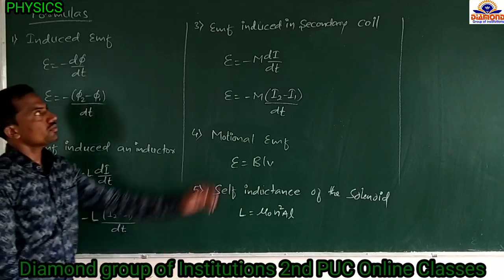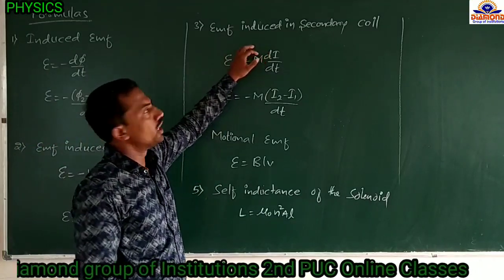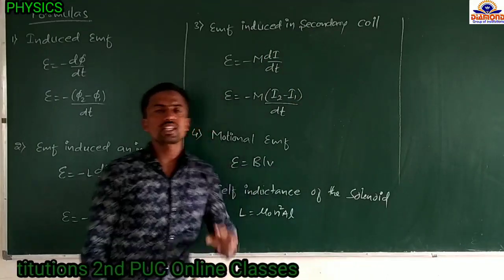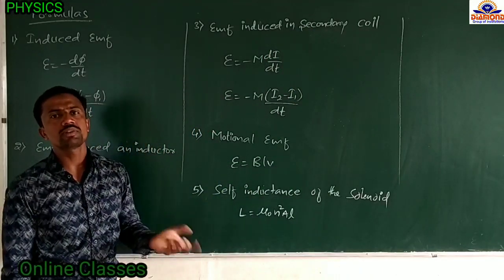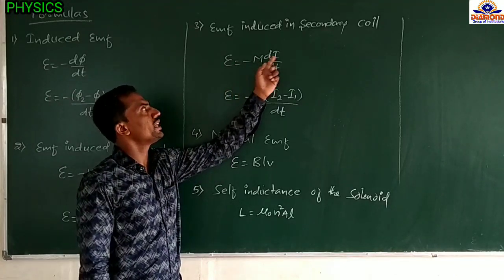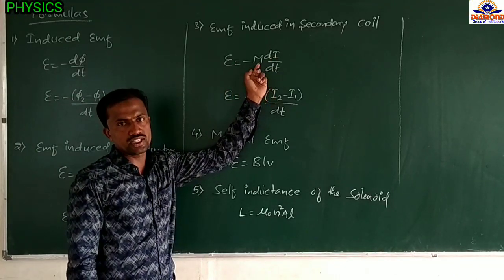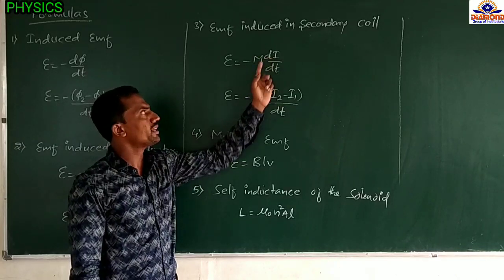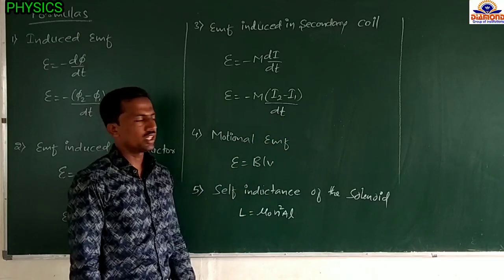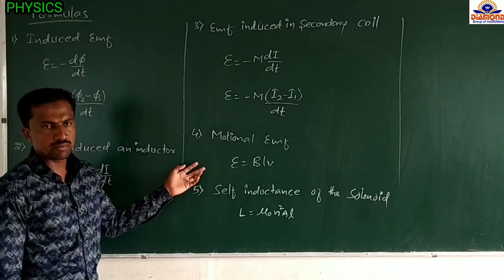Next, mutual induction, or EMF induced in the secondary coil. Secondary coil means there are two coils, a primary coil and a secondary coil. Then E equals minus M di by dt. M is mutual inductance. di by dt means the change in current, I2 minus I1 by dt.